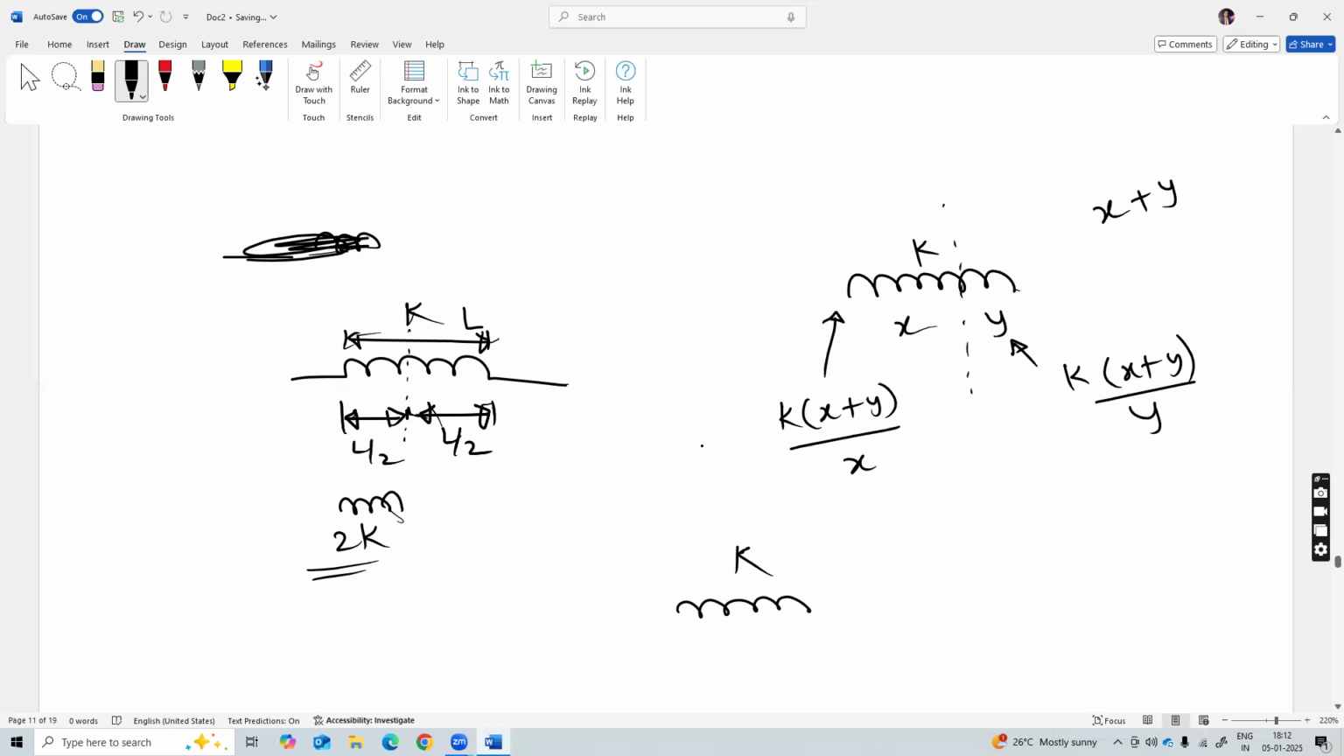So if you cut a spring into smaller pieces, the smaller you make it, the more its spring constant will increase. Because if the same spring is longer in length, it will be easier to compress. Easier to compress means, since F is equal to kx, if you apply some force, the compression will be more. Okay, I will explain it.